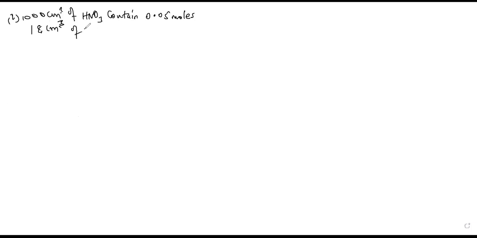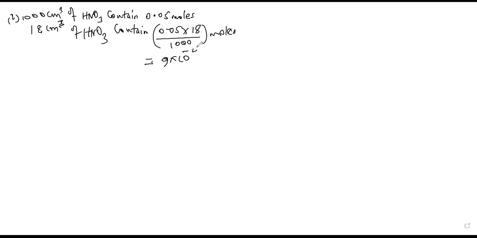Cubic centimeters of nitric acid contain 0.05 times 18 out of 1,000 moles. And this is going to become 9 times 10 to the power negative 4 moles. These moles you've gotten are moles of nitric acid.